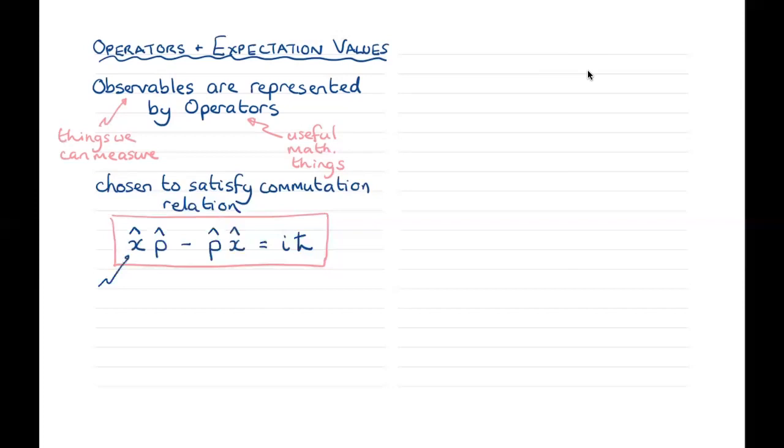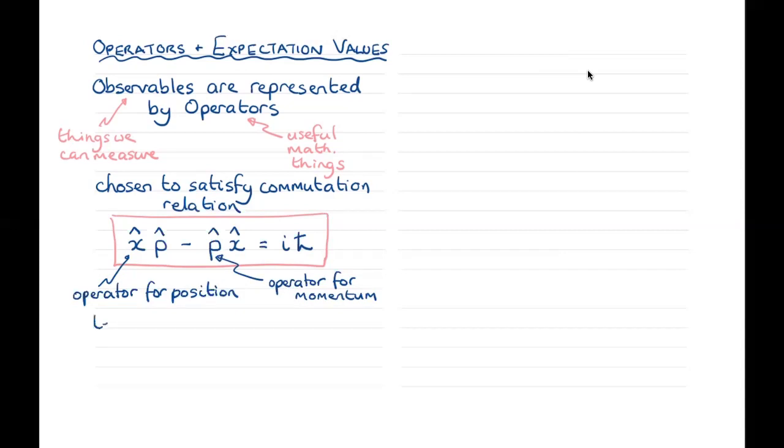So again, x here with the hat is the operator for position. It's the mathematical expression corresponding to the physical property of position, and p hat is the operator for momentum. So how can we choose our operators? How can we write down mathematical expressions for x hat and p hat so that they satisfy this commutation relation, so that they're consistent with this Heisenberg Uncertainty Principle?